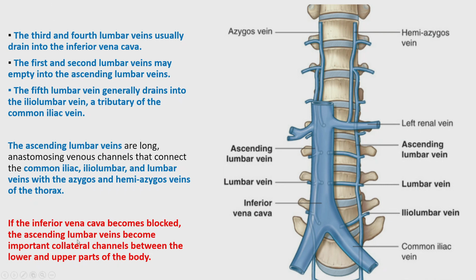So this is the variation: usually the third and fourth lumbar veins drain directly to the inferior vena cava. The first and second are connected with the ascending lumbar vein, and the fifth one is connected with the iliolumbar vein.